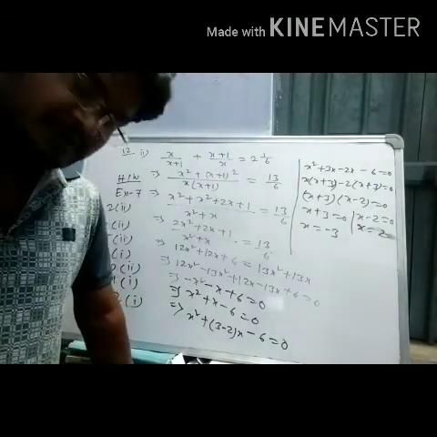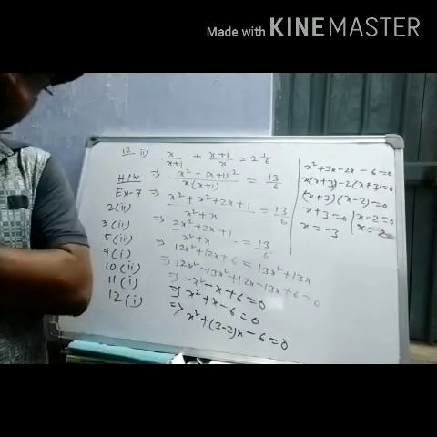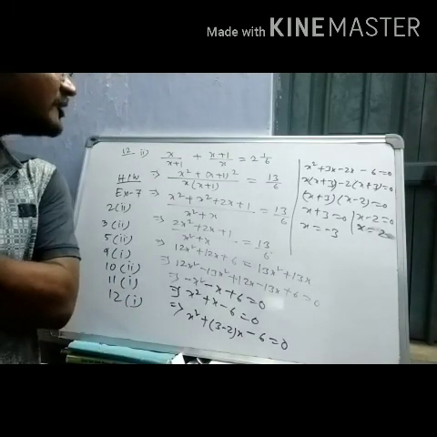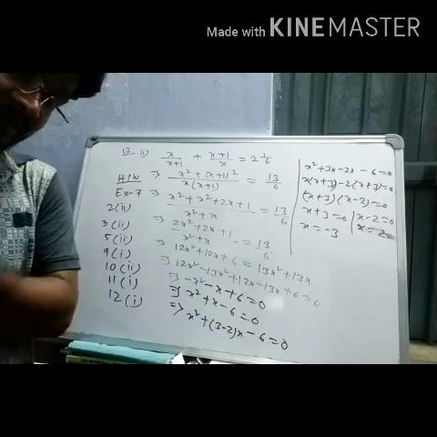This is factorization complete up to class 9. In class 10 again you will see these problems and there is another formula method.